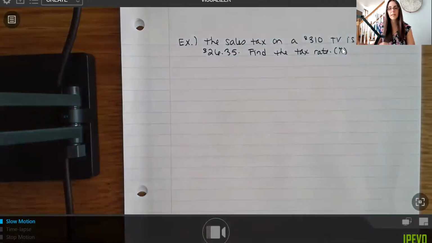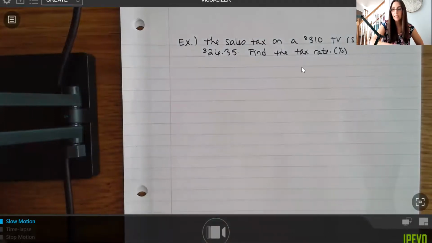All right, so let's say the sales tax on a $310 TV is $26.35, and we want to find the tax rate. So maybe you went shopping and you bought this TV and you're like, hey, what is this $26.35? How much was that percent that I paid, right? So we're working backwards this time.